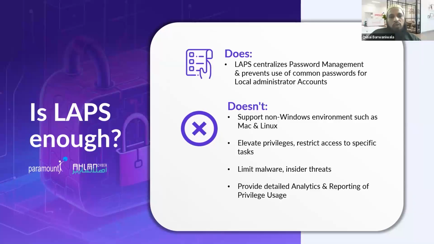So once an administrator checks out the password and wants to use it, he has full permissions of administrative rights on that machine. It does not restrict the access to a specific task that he's supposed to otherwise only execute on the machine. It is not going to limit the malwares or insider threats. They still remain. And of course, you don't get detailed analytics, reports of what exactly was done by the administrator after he checks out that password. So LAPS is not enough, of course. It does not take care of all of your scenarios that you would otherwise require for your endpoint privilege management.